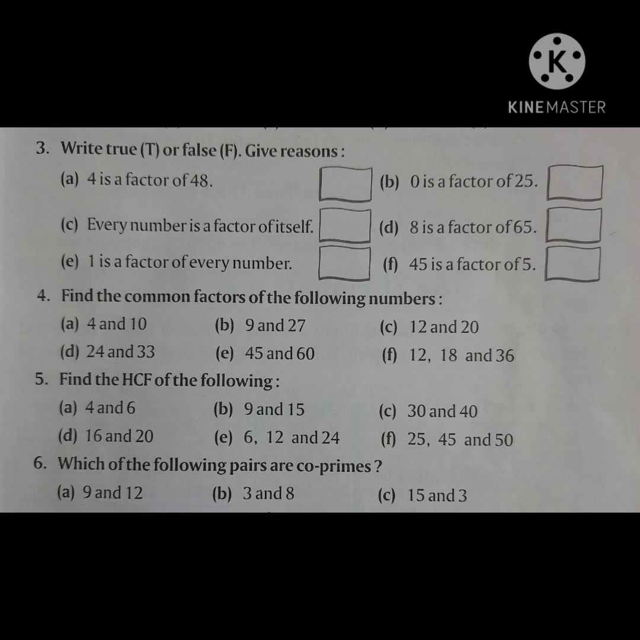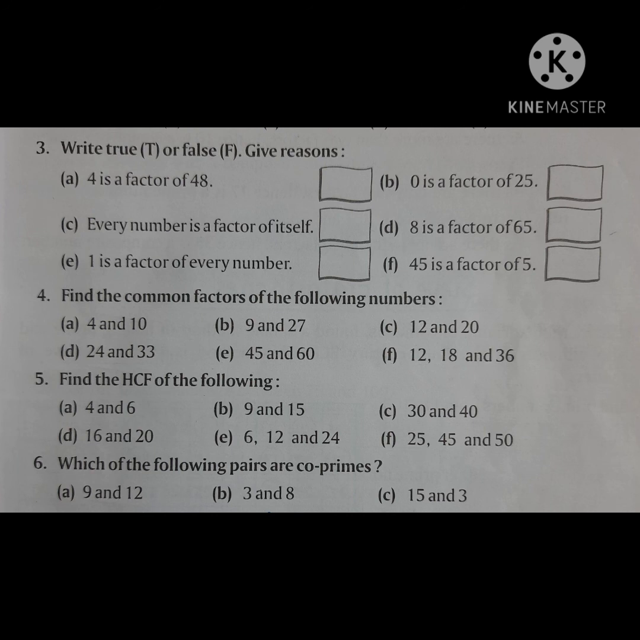D, 8 is a factor of 65. Can 65 be divided by 8? No. Right? So it is false. You have to find the last two. In the fourth question, you have to find out the common factors of the following numbers.